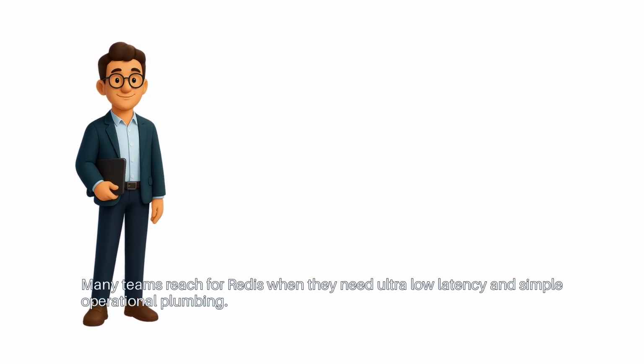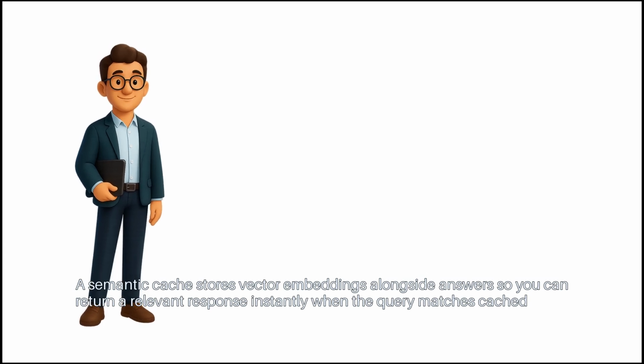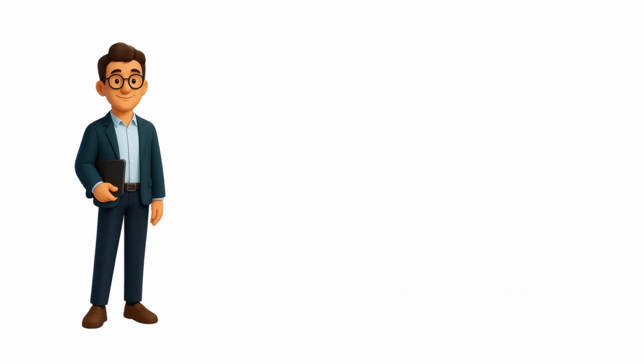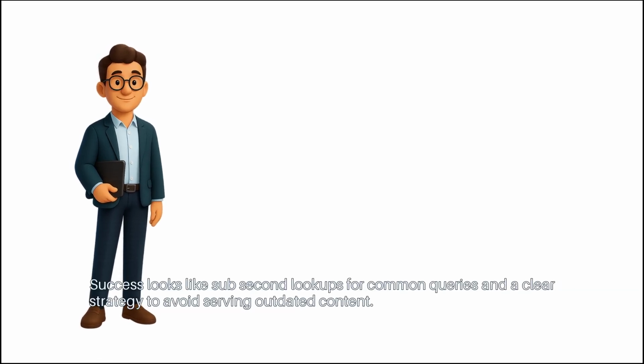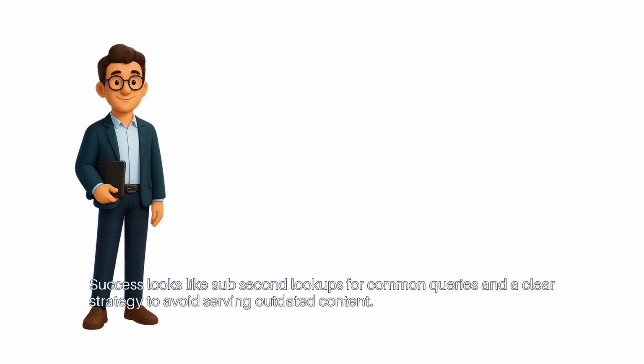Many teams reach for Redis when they need ultra-low latency and simple operational plumbing. A semantic cache stores vector embeddings alongside answers, so you can return a relevant response instantly when the query matches cached content. Success looks like sub-second lookups for common queries and a clear strategy to avoid serving outdated content.